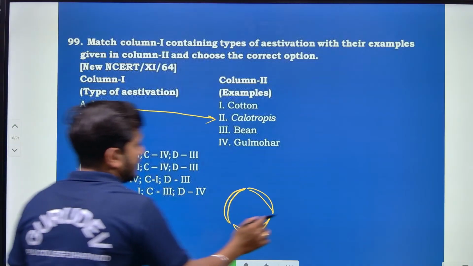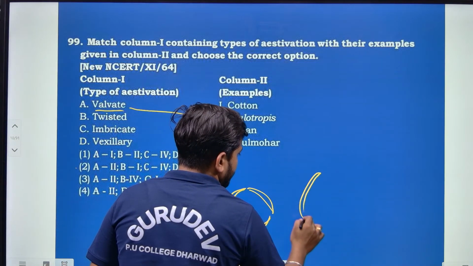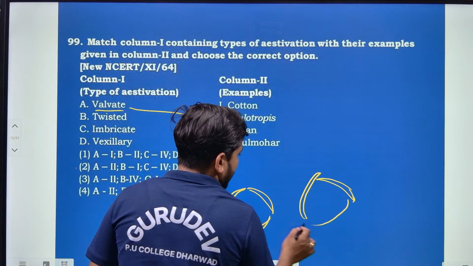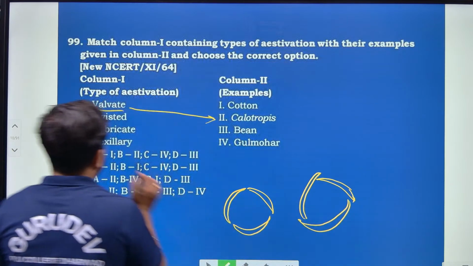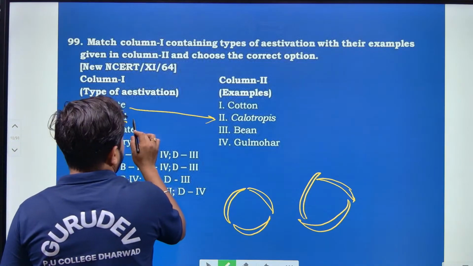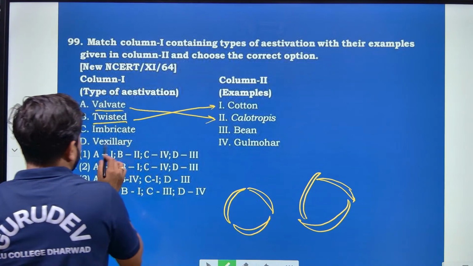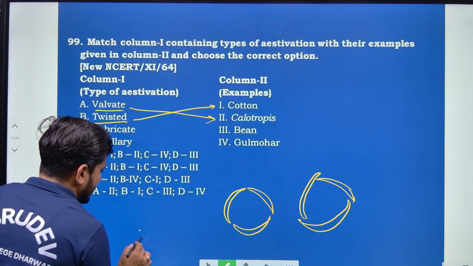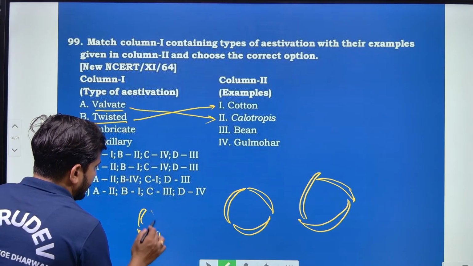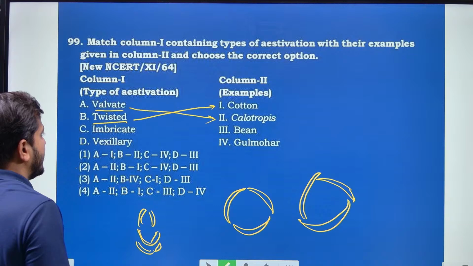Then twisted, here you can find, right? One edge of it will be outside and one will be inside, like that it is going to form the twisted one, right? So that twisted you are going to find here in coconut, right? Then imbricate: you can consider that one of the petals is actually covered by one more, like that only is the arrangement we are going to find. So that is the imbricate type, right?